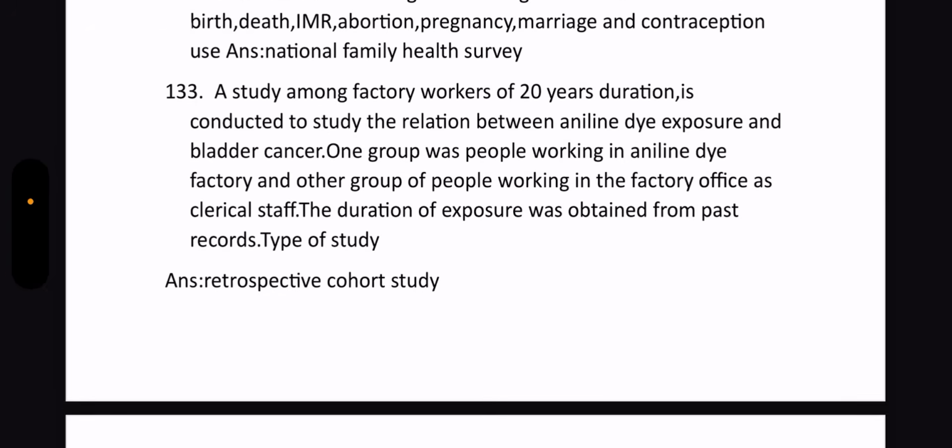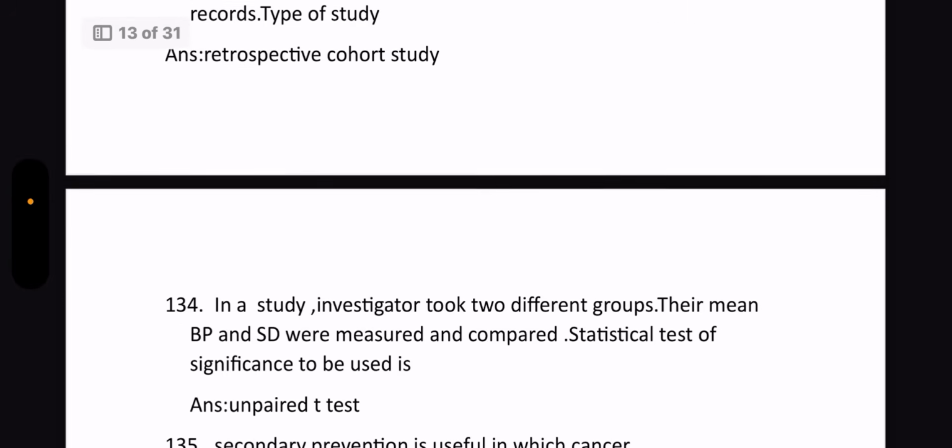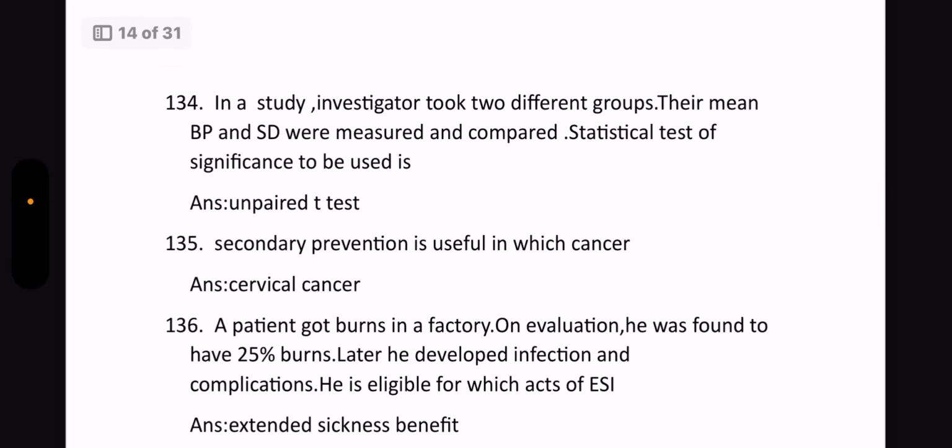Next, a study is conducted among factory workers of 20 years duration to study the relationship between aniline dye exposure and bladder cancer. One group was working in an aniline dye factory and another group working in the factory office as clerical staff. The duration of exposure was obtained from past records. Study is retrospective cohort.